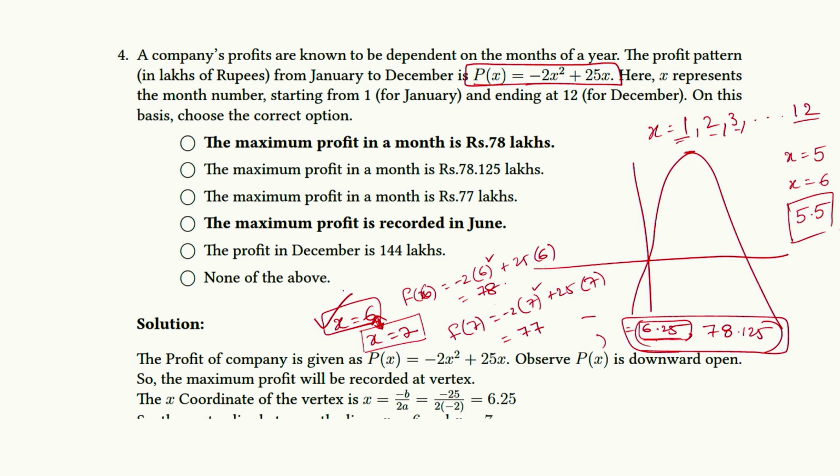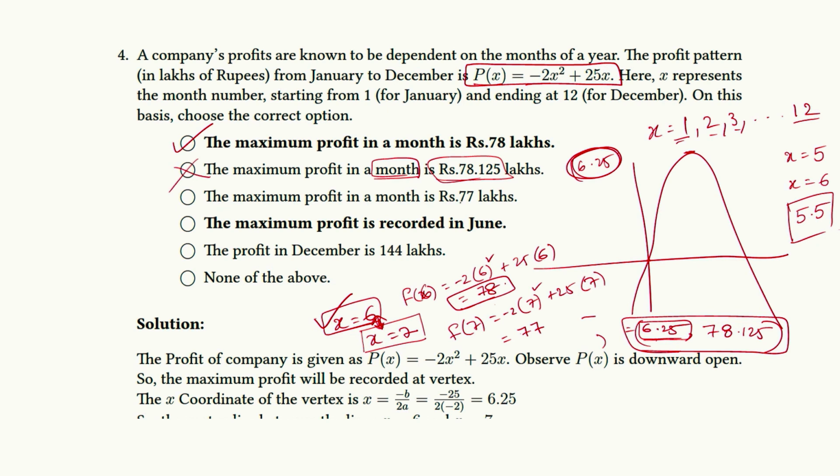So now let's see the options. The maximum profit in a month is rupees 78 lakhs. Yes, it is true. So the maximum profit in the month of June we got 78. And the next option, the maximum profit in a month is rupees 78.125. This is false because the 78.125 is recorded at 6.25, but there is no month corresponding to this 6.25. We are asked for the maximum profit in a month, so that corresponds to a month. So this will be false.